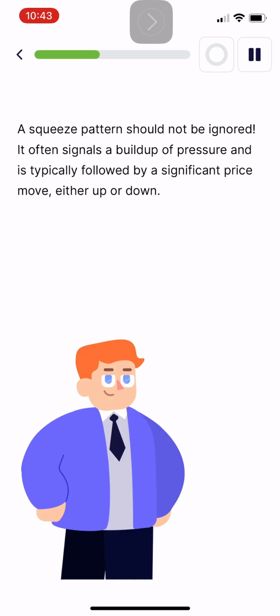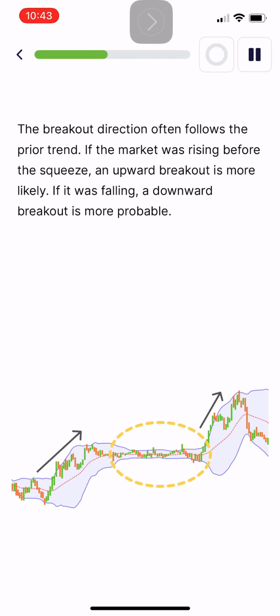A squeeze pattern should not be ignored. It often signals a buildup of pressure and is typically followed by a significant price move, either up or down. The breakout direction often follows the prior trend. If the market was rising before the squeeze, an upward breakout is more likely. If it was falling, a downward breakout is more probable.